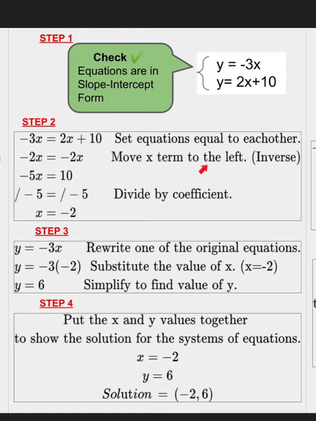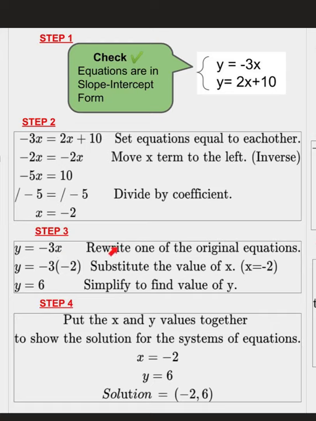You'll move the x term to the left by doing the inverse. So I subtracted 2x on both sides. You'll have negative 3x minus 2x makes negative 5x equals 10. Then you divide both sides by negative 5, and x will equal negative 2. So there we just solved for the value of x.